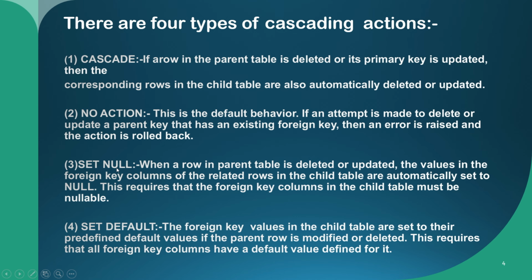The third one is SET NULL. When a row in the parent table is deleted or updated, the values in the foreign key columns of the related rows in the child table are automatically set to null. This requires that the foreign key columns in the child table must be nullable. And the last one is SET DEFAULT. The foreign key values in the child table are set to their predefined default values if the parent row is modified or deleted. This requires that all foreign key columns have a default value defined.